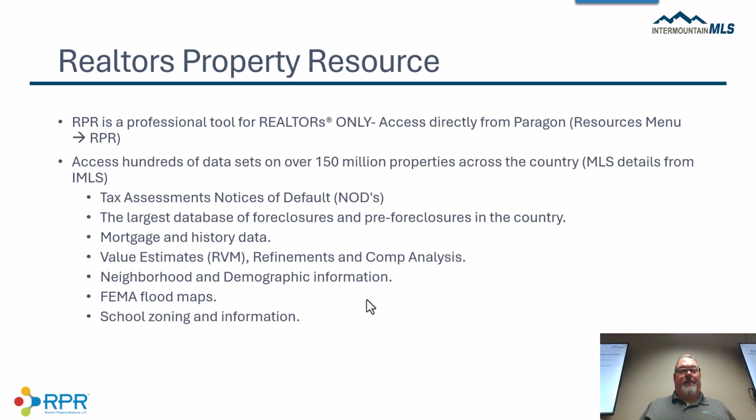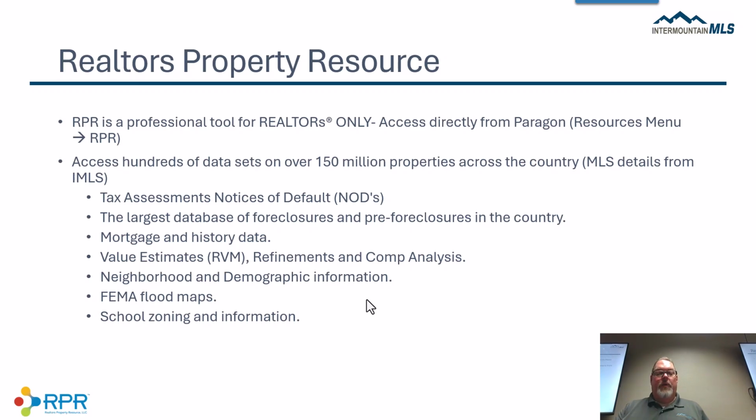There's also a link to it from listings when you're viewing them. Realtors Property Resource, or RPR, is a tool that NAR provides to agents throughout the country. It integrates public records data with listing data, and Intermountain MLS shares data with RPR, so you're seeing listing data in there, both active and sold data.